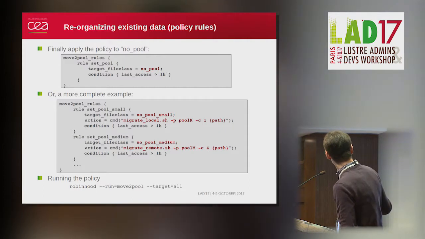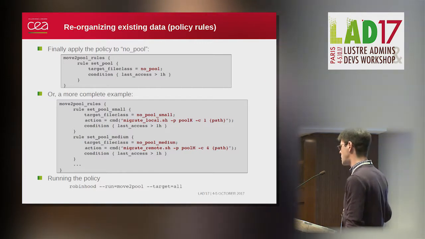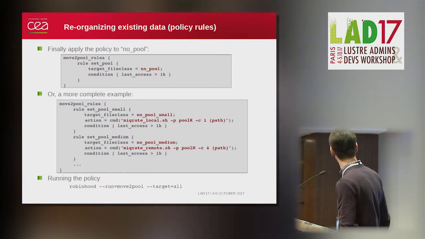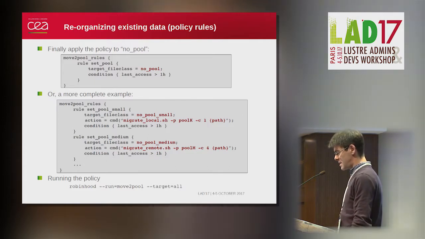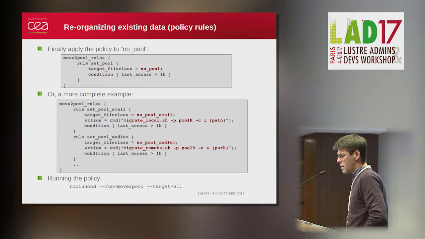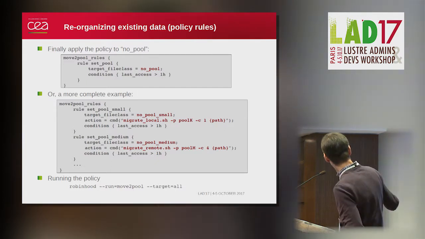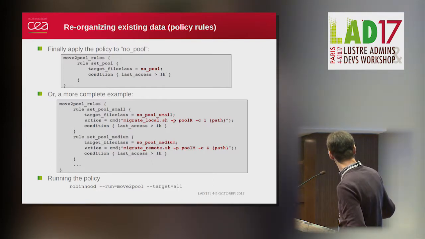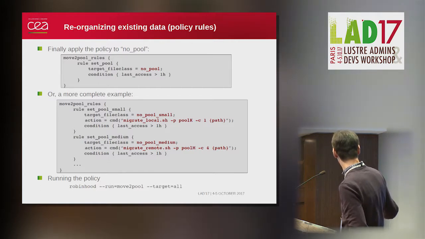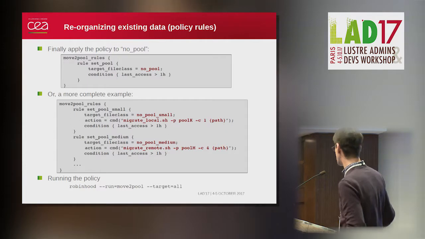And so finally, it's just saying that we want to run the move to pool policy on this no pool file class for files that have not been recently accessed. So this job does the job of migrating our files. So this is the simple example. Below, I put a more enhanced case with two sub-rules.